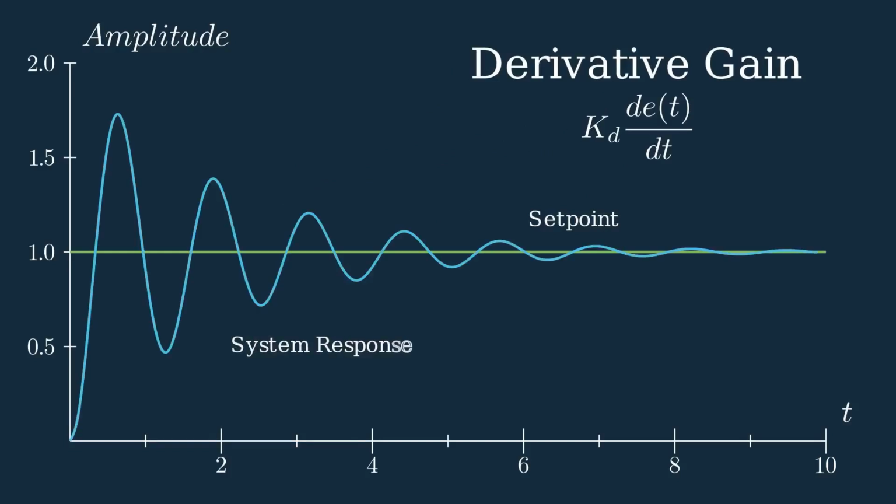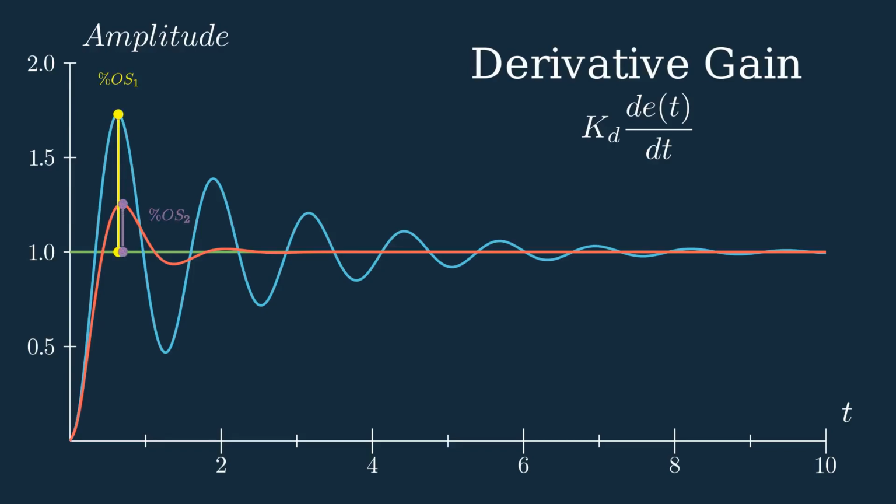Going off of the previous plot we had when reducing the rise time and settling time with Kp, we could reduce the overshoot using Kd. Increasing Kd may yield something like the red curve shown here. As you can see, the overshoot of the blue curve is much larger than the overshoot of the red curve.